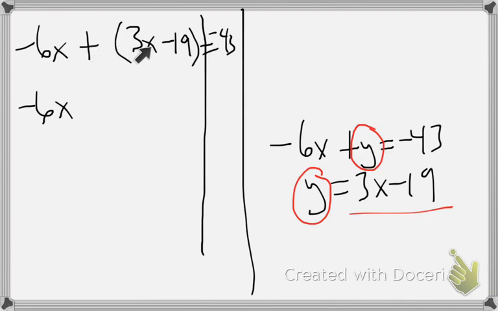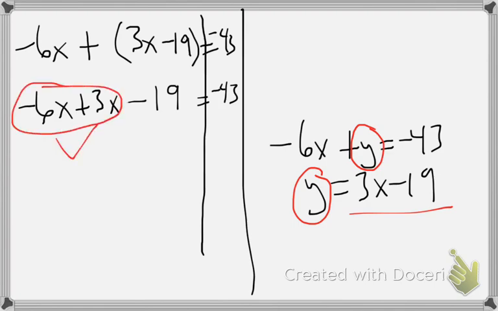So I'm going to put plus 3x, and then plus a minus is the same thing as a minus. So this just becomes negative 6x plus 3x minus 19. Let's give ourselves more room for that too. Minus 19, that writes well, equals negative 43. Once I've done that, now this equation looks much simpler. I've got some like terms here. Negative 6x plus 3x. That simplifies to negative 3x. And then I've got the rest of my equation here. Minus 19 equals negative 43.